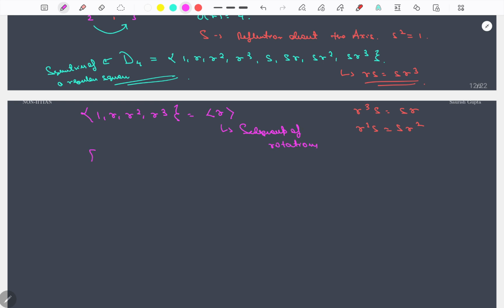Observe that the index of the cyclic group generated by R is 2, which implies that this is in fact a normal subgroup of D4. And this is true for every dihedral group. So we can define dihedral groups in general by mimicking exactly the same thing as we did.